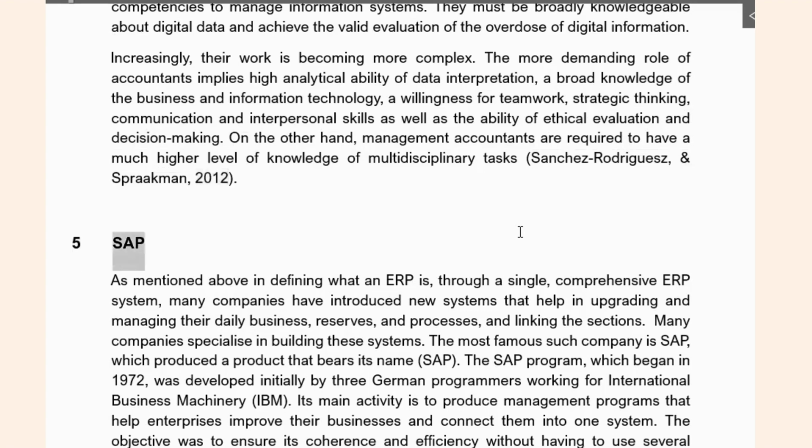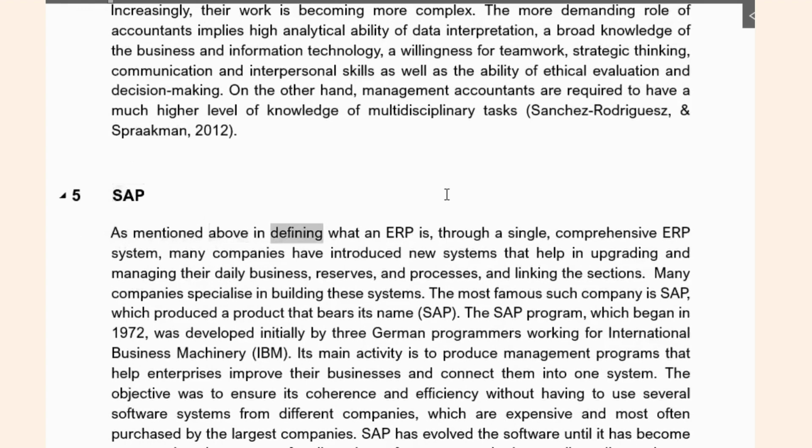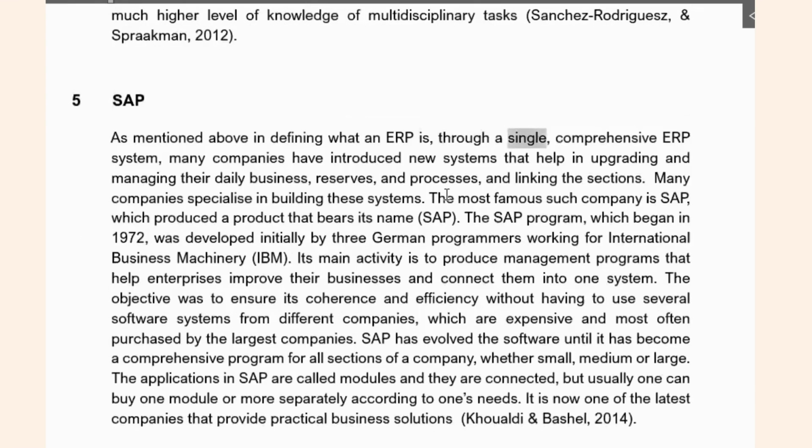5. SAP. As mentioned above in defining what an ERP is, through a single, comprehensive ERP system, many companies have introduced new systems that help in upgrading and managing their daily business, resources, and processes, and linking the sections. Many companies specialize in building these systems. The most famous such company is SAP, which produced a product that bears its name, SAP.